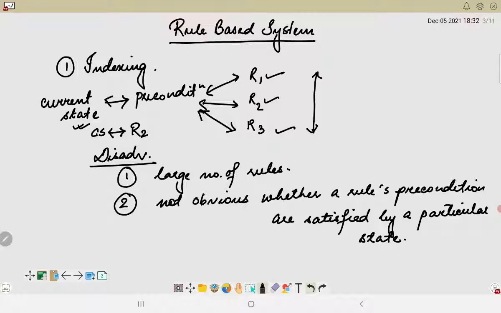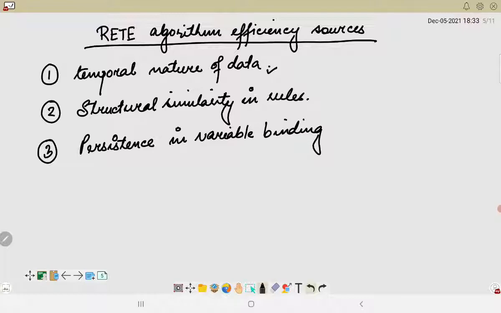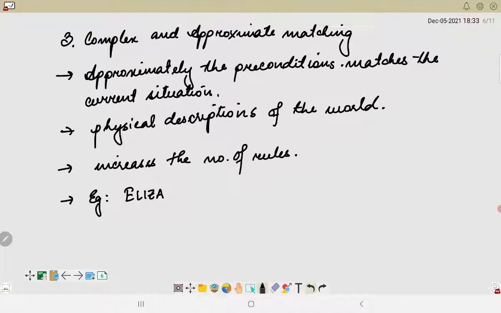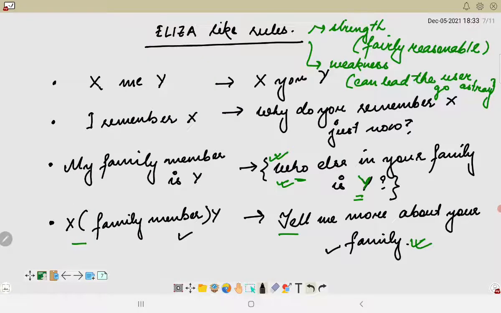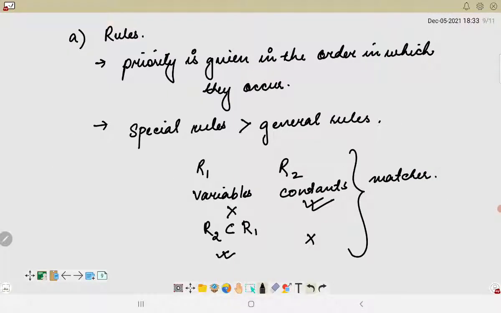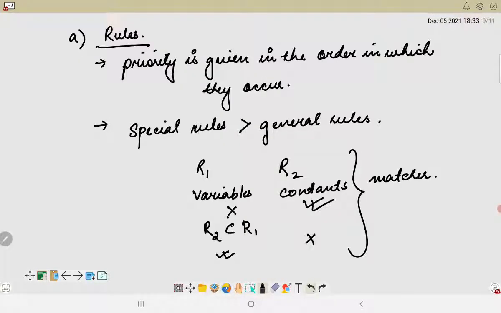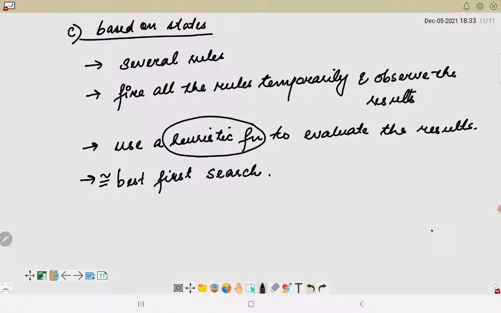Okay, so these are some of the points which are associated with rule based systems, and we discussed 4 important steps for the success of a rule based system. First one, indexing. Second one, matching with variables, under which we discussed the RETE algorithm and its efficiency sources. Then we talked about complex and approximate matching, which consists of another algorithm, ELIZA, and we also saw how ELIZA-like rules are. Then we talked about conflict resolution and how it is performed based on rules, objects and states.